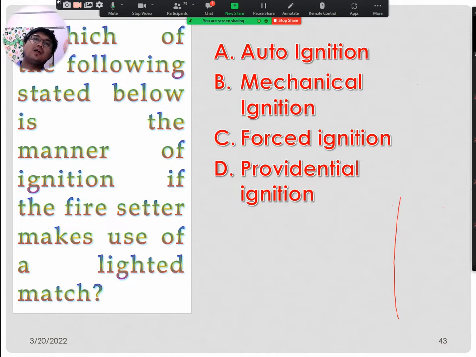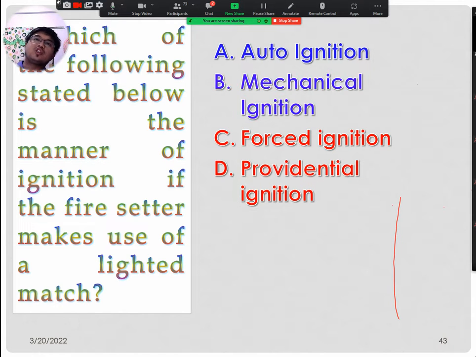May tanong dyan. Which of the following stated below, okay, is the manner of ignition if the fire setter makes use of a lighted match? Okay, gumamit siya ng posporo. What do you think is the manner of ignition?